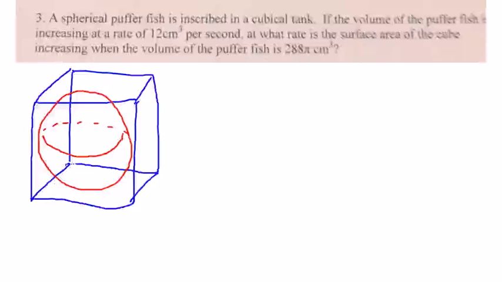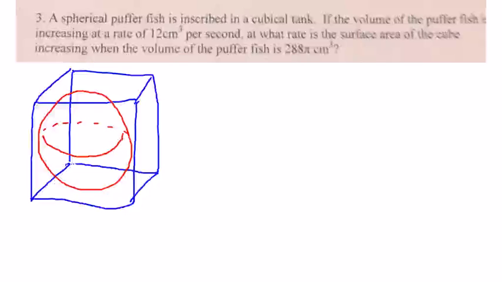Okay, so I've drawn a picture of what we have over here on the left-hand side. We have a fish that's the shape of a ball. That's the red piece in here. And it is kind of jammed, packed tightly inside of a cube that is blue in this case. And they ask me some questions.